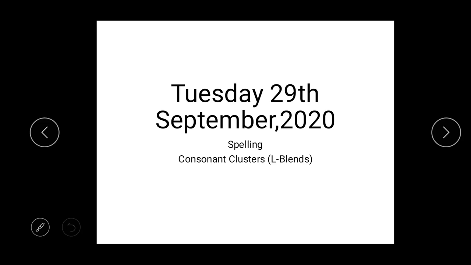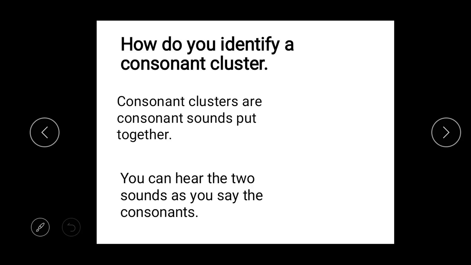So we'll be looking at consonant clusters and we'll be concentrating on L blends. So what are consonant clusters and how do you identify a consonant cluster? Consonant clusters are consonant sounds that are put together. You can hear the two sounds as you say the consonant.